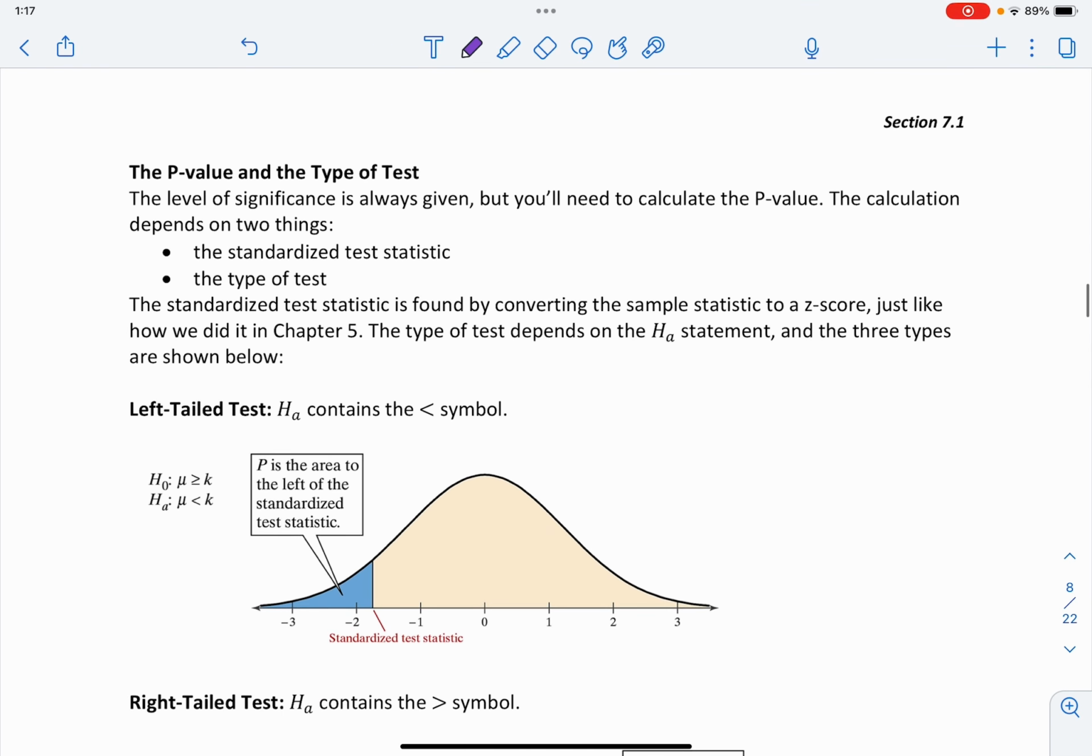This is page 108. Another piece of the puzzle in hypothesis testing is the type of test. So there's three types of tests. We're calling them left-tailed, two-tailed, and right-tailed. So the level of significance is always given.